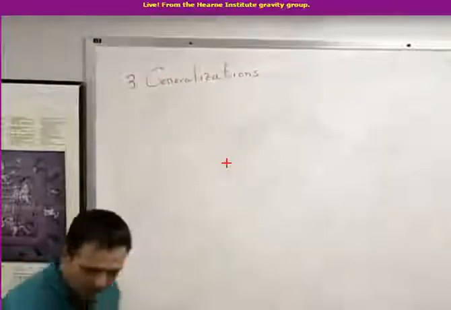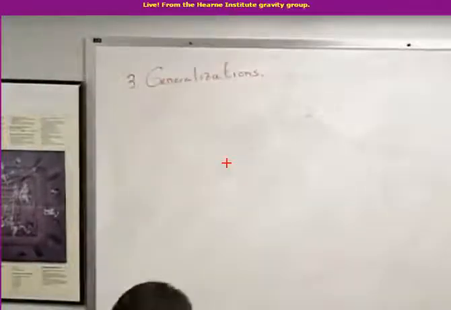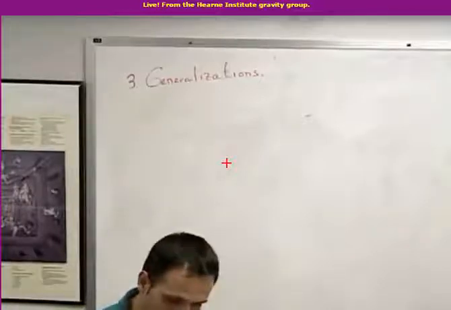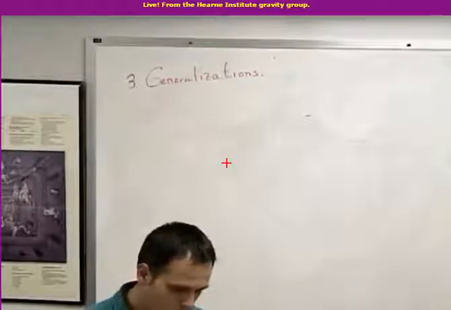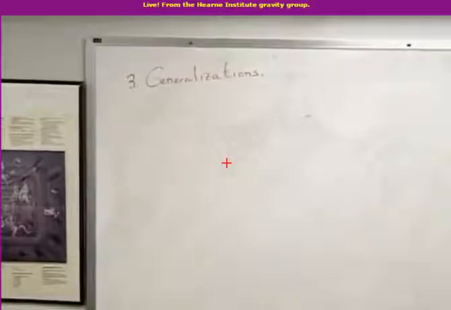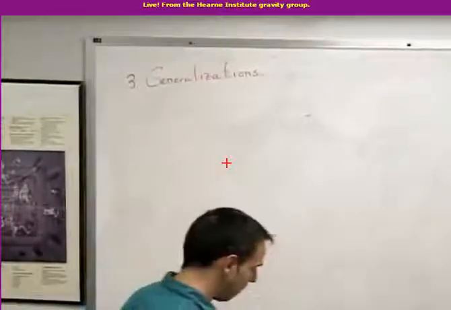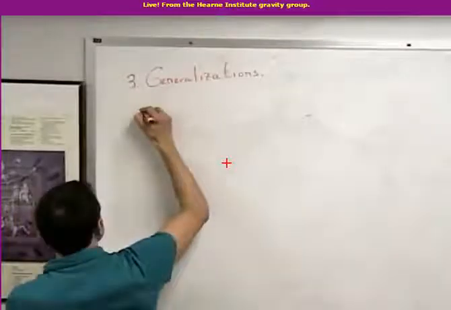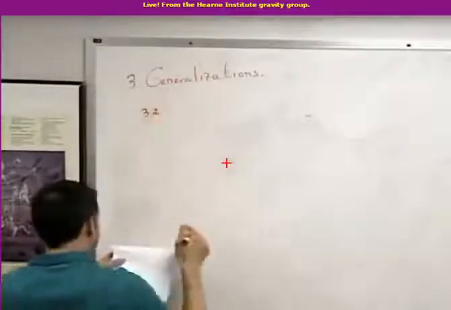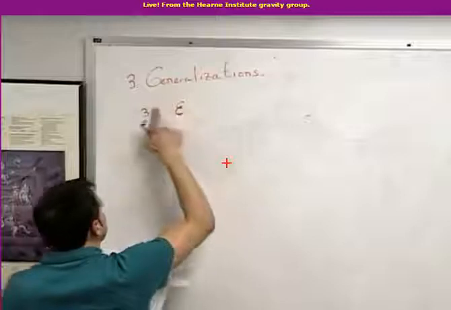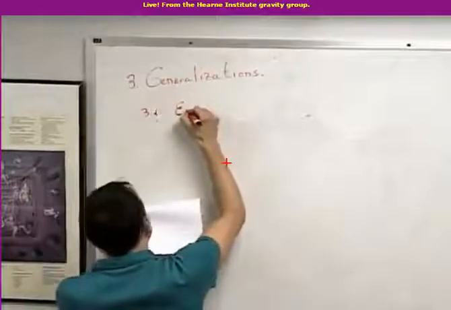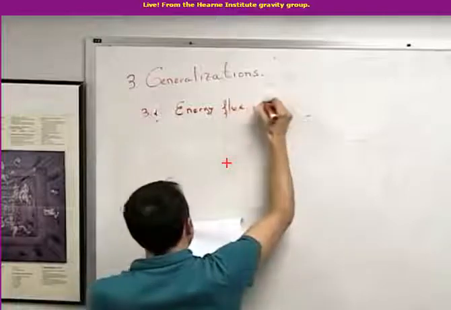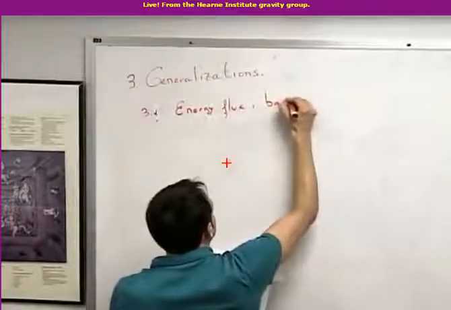So I have several things I want to mention, if we have time. Let me start with the second point that I have, because it's funny. 3.1, I want to talk about energy flux, backscattering, and gray body factors.